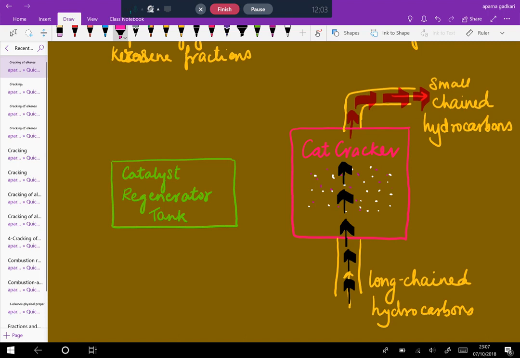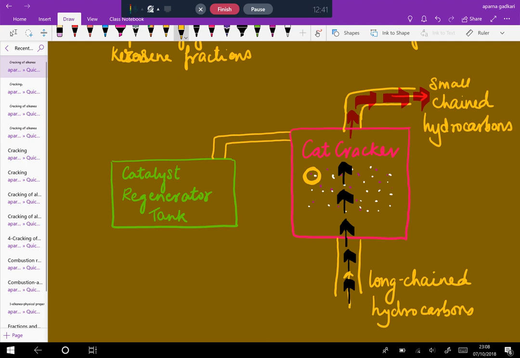Okay, this is all fine, but as the reaction progresses, it is found that the catalyst gets covered with carbon deposits, and because of this it becomes inefficient. It cannot carry out the process of speeding the reaction with efficiency. So what is done is, this cat cracker is connected to the catalyst regenerator tank. The function of this tank is to free the catalyst of the carbon deposits.